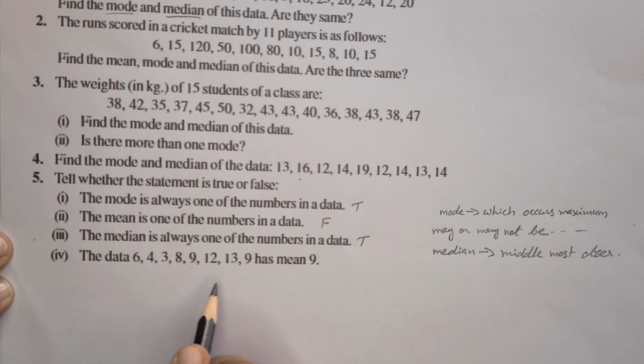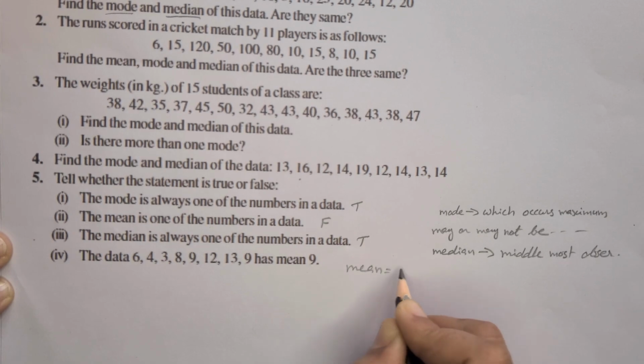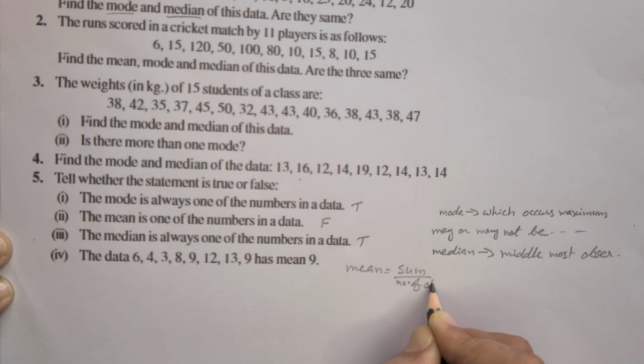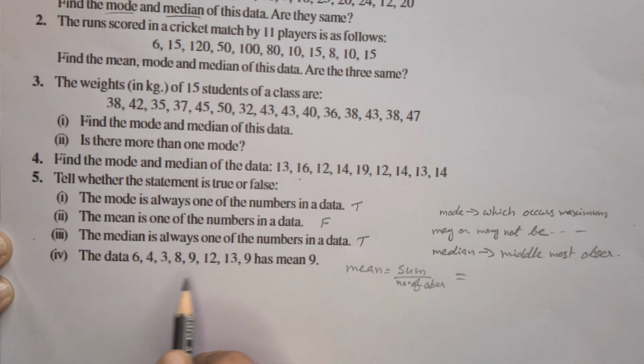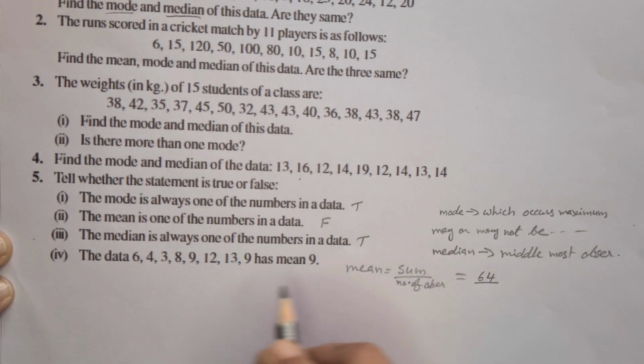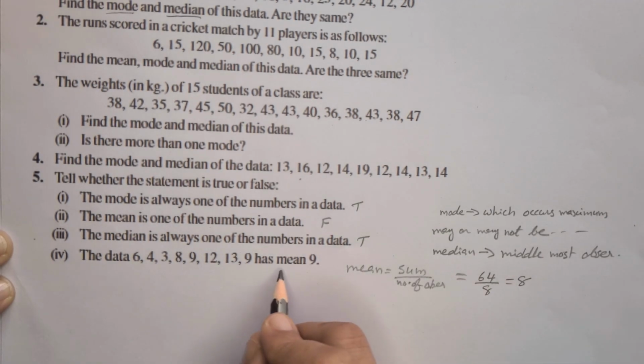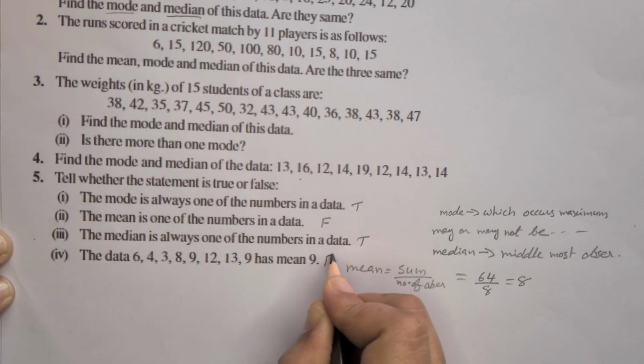Fourth one, the data has mean 9. So we have to check: mean is equal to sum divided by number of observations. Here the sum is coming when we are adding, 64 divided by 8, it's equal to 8. So the mean that we are getting is 8. But here it is given as 9. So that is false.